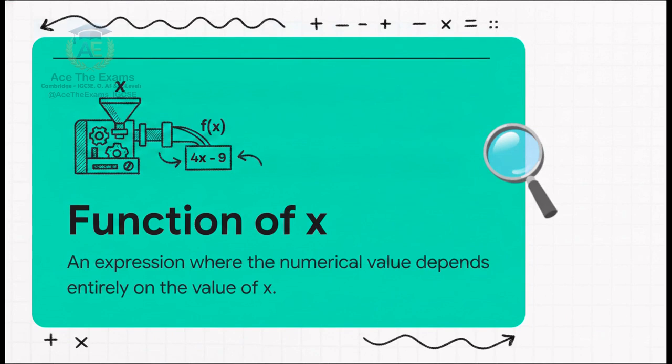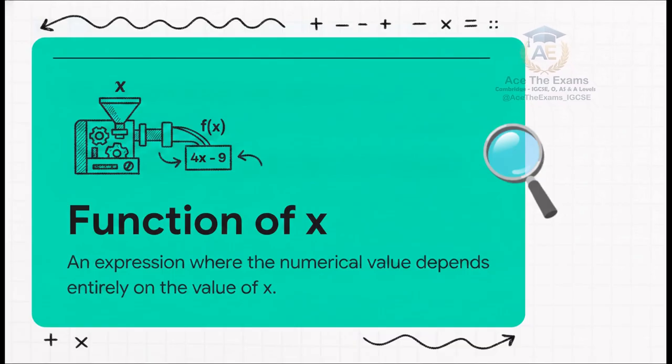In algebra, an expression like 4x minus 9, where the variable is x, is officially called a function of x. Its final numerical value entirely depends on whatever value we decide to give to x. Mathematicians write this cleanly using an italicized f followed by an x in parentheses. We read this out loud as f of x. So f(x) = 4x - 9.